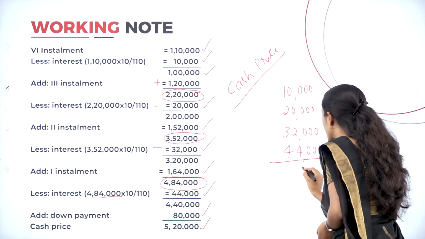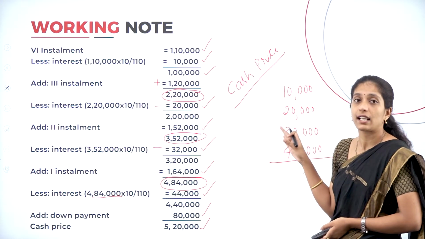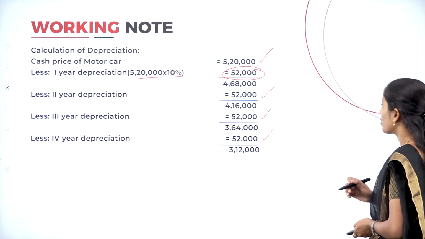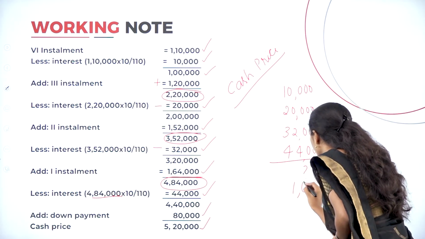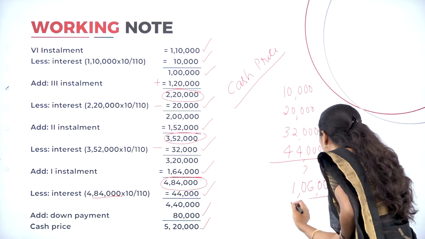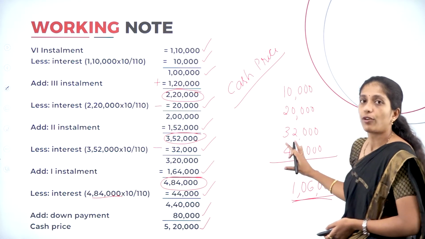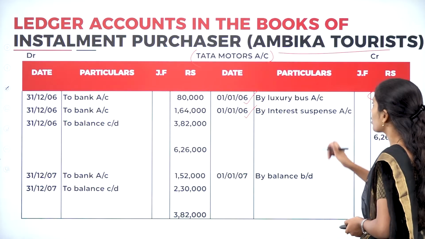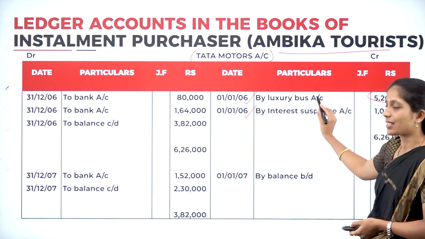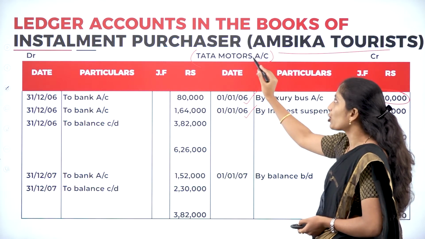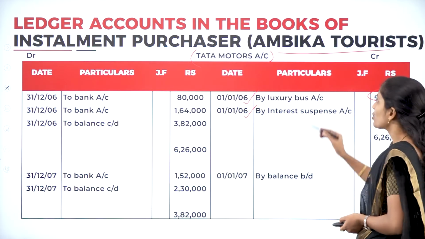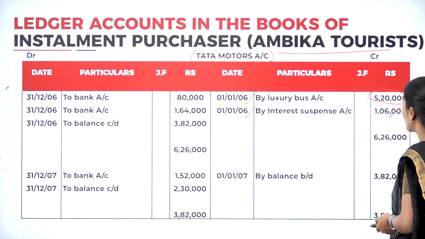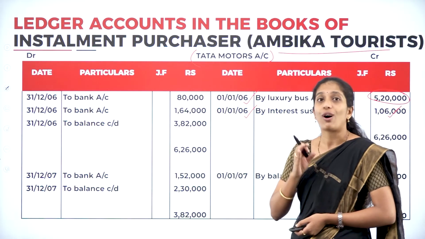So the total of this has to be recorded in interest suspense account. When you add, how much will you get? Interest suspense account is 1,06,000. Only the interest of all the years has to be added and transferred to interest suspense account. So this is for purchase of assets. Your entry will be asset account Dr., interest suspense account Dr., to Tata Motors account. So by luxury bus account 5,20,000, that is the cash price of the asset. Next, interest suspense account 1,06,000, that is the total of all years' interest.